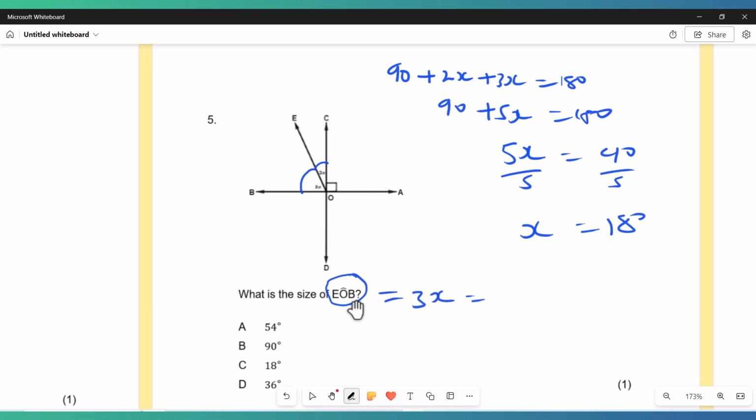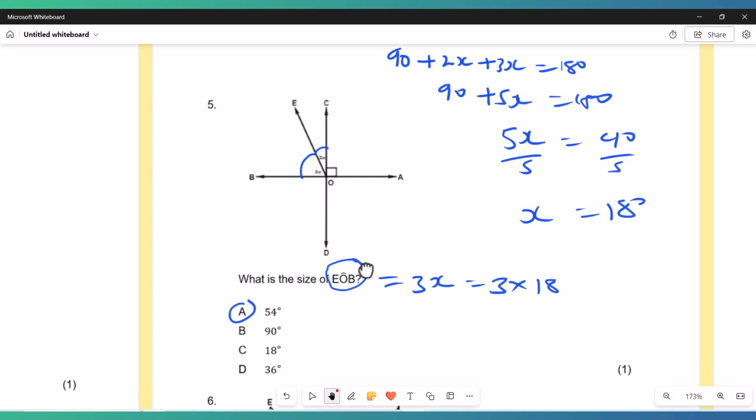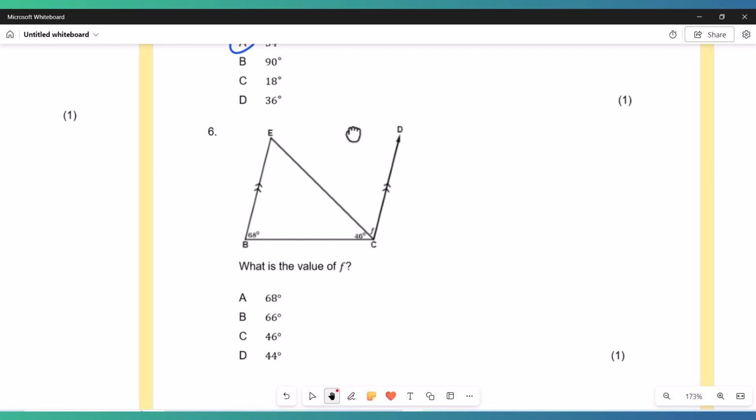Now our EOB equals 3x. What is our x? It is 18. So what is 3 times 18? It is 54. So the answer is A. Next question: what's the value of angle F? Now we need to get this F here.